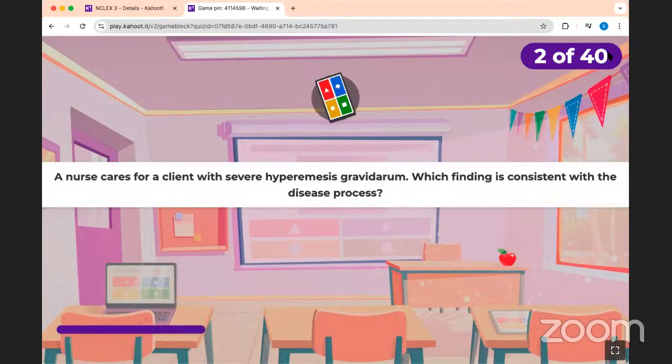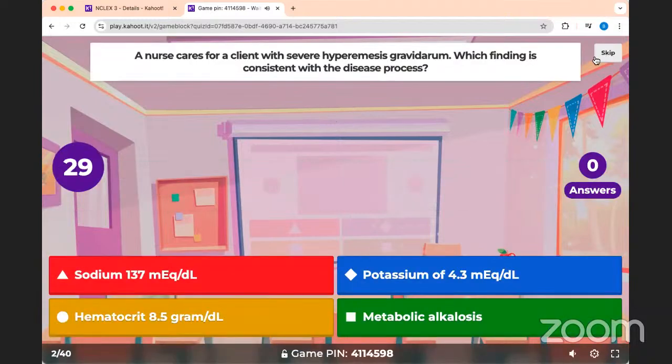Second question. The code is at the bottom. You can see the code over there, 94114598. That's the code.